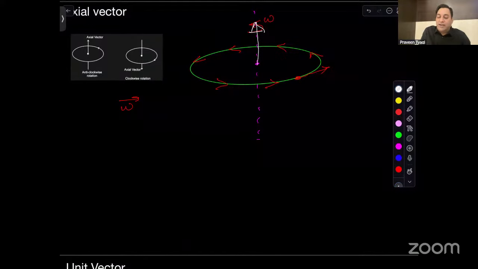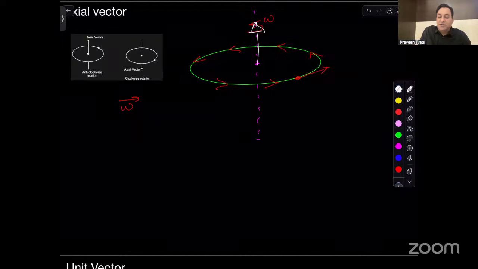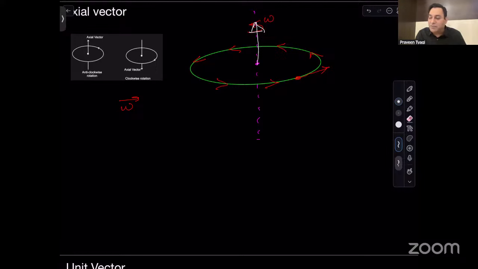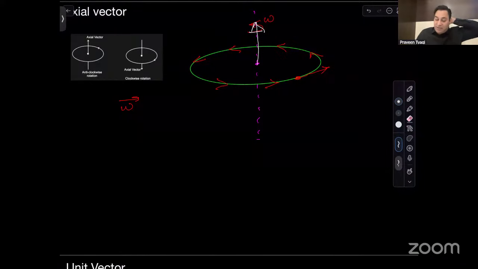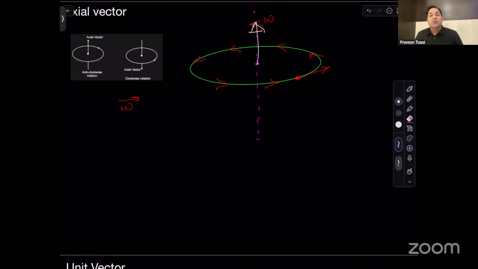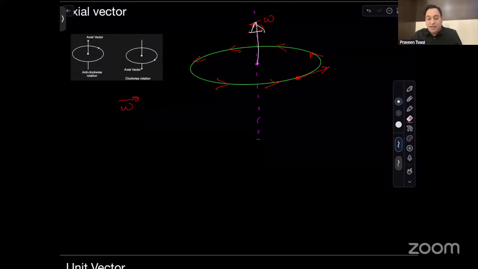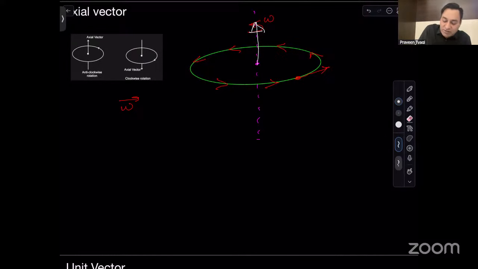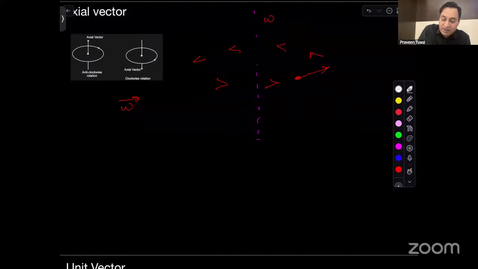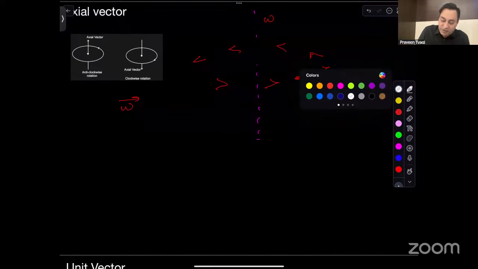If you curl your right hand fingers in the direction of motion of this body, omega will be upwards. Some people write it clockwise, anti-clockwise, but please try to understand that that's a little confusing, because the same thing which appears to be anti-clockwise from one side, you will find clockwise from the other side of that plane. So this is a better way of writing angular velocity.